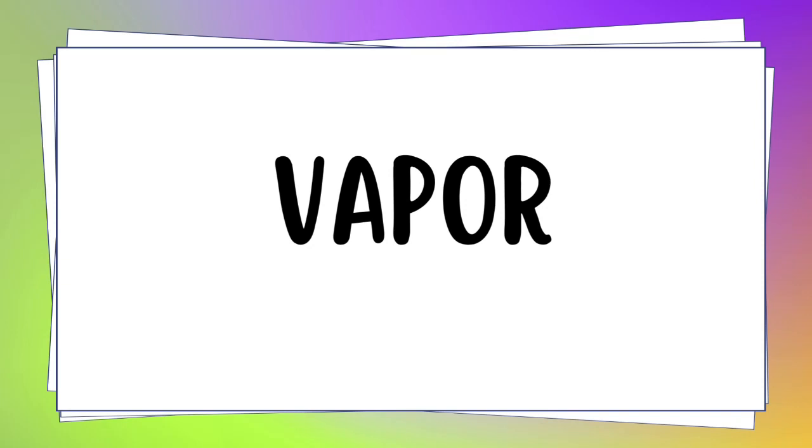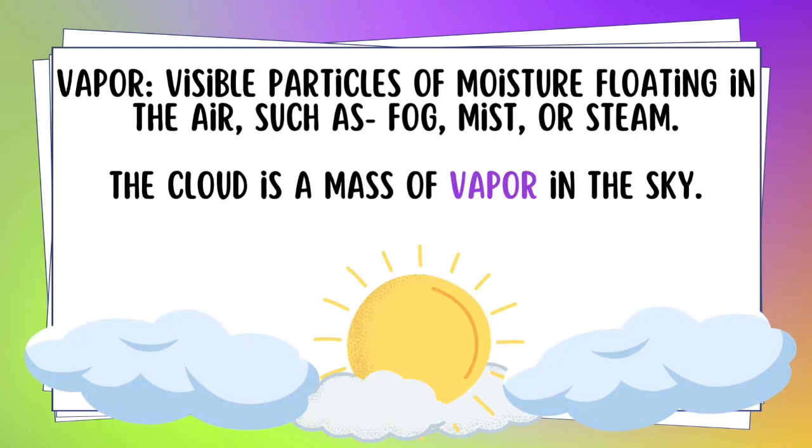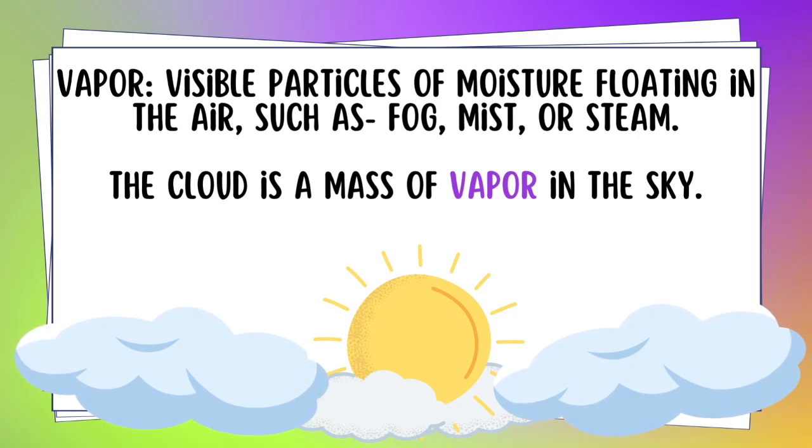Vapor. Vapor is the visible particles of moisture floating in the air, such as fog, mist, or steam. The cloud is a mass of vapor in the sky.